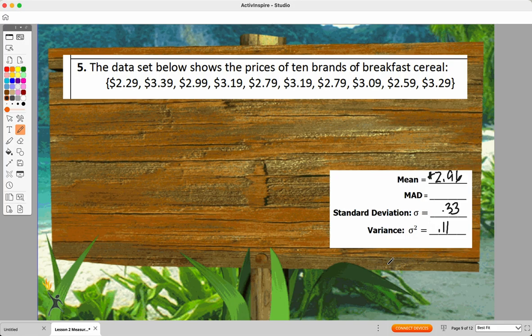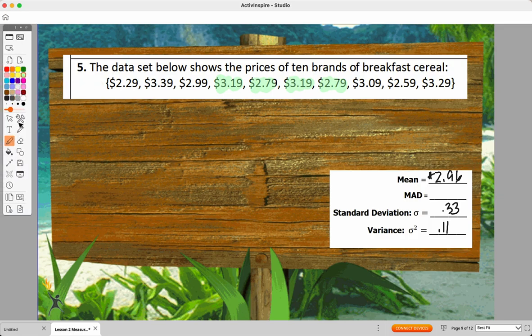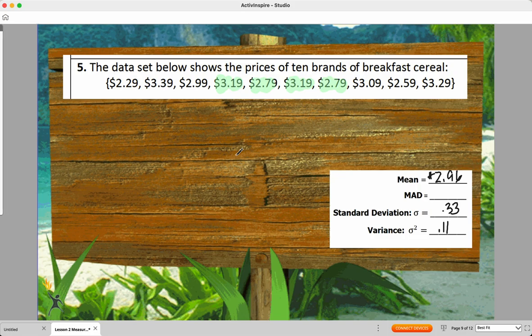All right, now we do our mean absolute deviation, which is really nice in this case. I've got a couple of ones that are the same. 2.79 is in here twice. 3.19 is in here twice. Okay, so I'll be able to do it a little differently when I talk about how we find our mean absolute deviation. So how far is 2.96 minus 2.29? All right, clear that. My mistake. I typed it wrong. 2.96 minus 2.29. That gives me a 0.67 here.